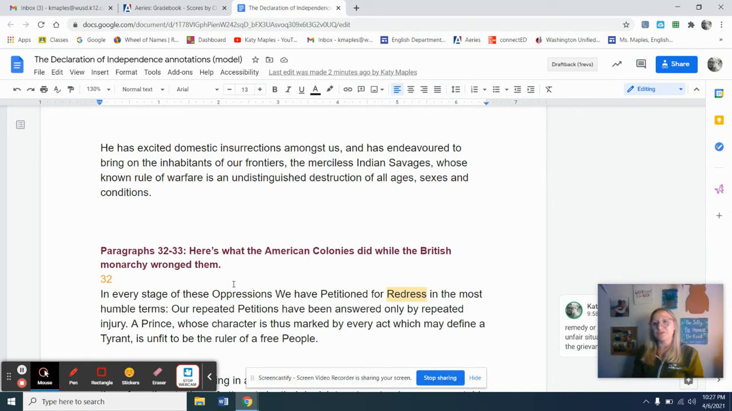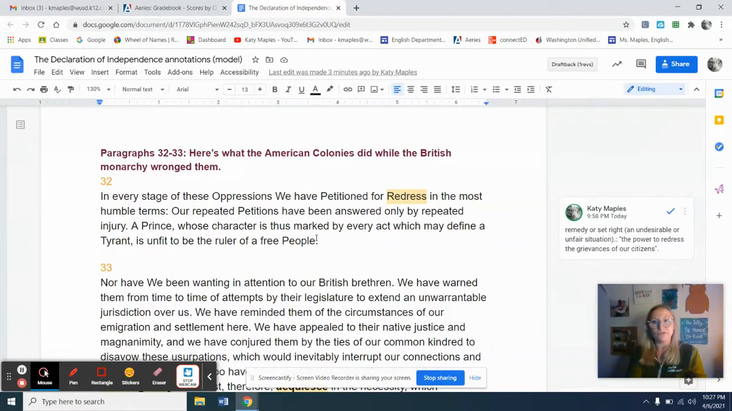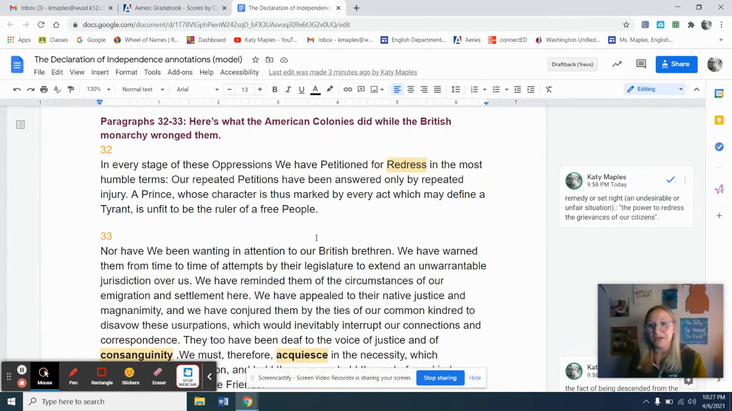But they're going to claim that King George has made Native Americans fight against the colonists. He has excited domestic insurrections amongst us and has endeavored to bring on the inhabitants of our frontiers, the merciless Indian savages. Look in the mirror, guys. Whose known rule of warfare is an undistinguished destruction of all ages, sexes, and conditions. I don't know about that paragraph, but trying to claim that the evil savages have been turned against them by King George. Not so sure about that.